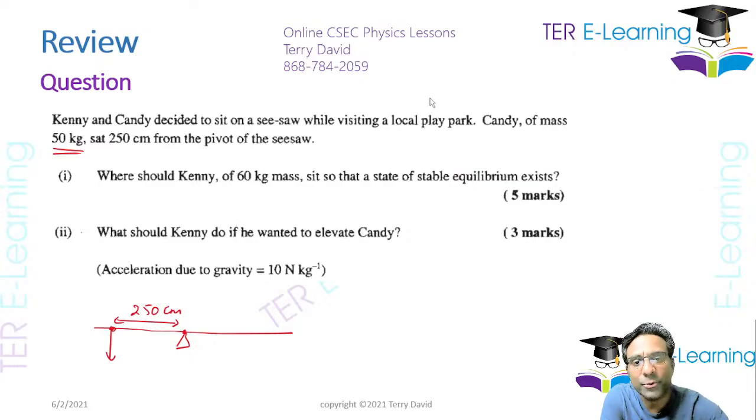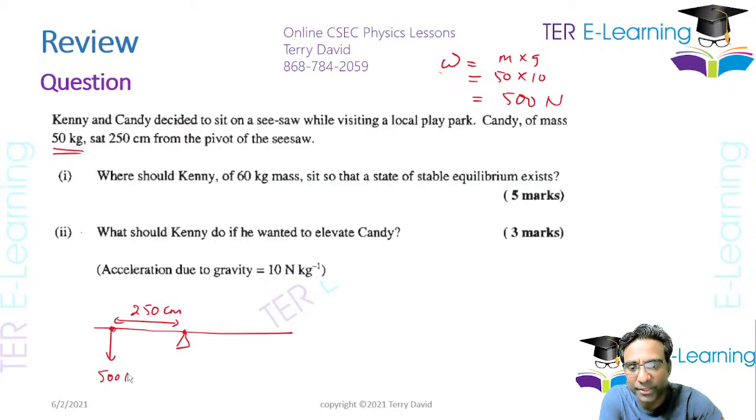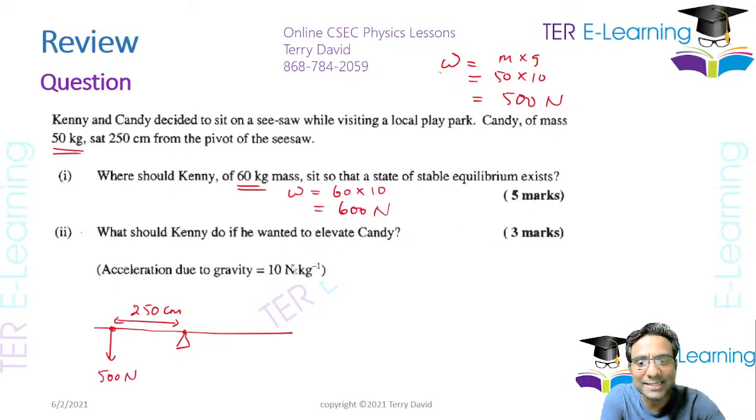Now remember, when you have questions like this, we're dealing with forces. So her weight is equal to m multiplied by g, which is 50 multiplied by 10. g is taken as 10, and this is going to be 500 newtons. So we're concerned about her weight, not her mass. So this is Candy on this side. Then on the right hand side, we have Kenny, who has a mass of 60 kilograms. His weight is going to be 60 multiplied by 10, which is 600 newtons. So that's Kenny's weight.